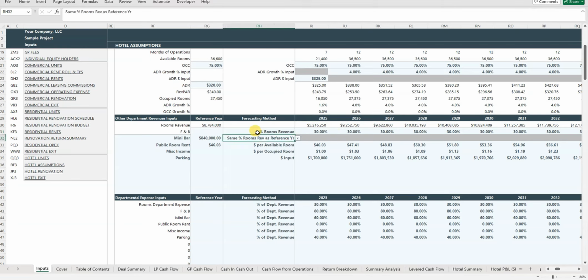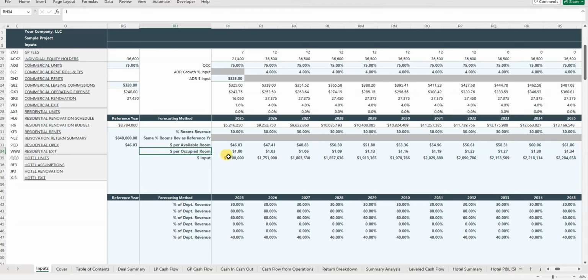Or I can say minibar, brought in a bunch of money one year, and then I'm just going to say make that the same percent of rooms revenue as this amount from the reference year. My reference year comes from inputting, say, a reference point OCC and ADR, and the model knows your reference rooms revenue. I just randomly use different methods here to showcase them, but I could say public room rent might be dollars per available room, dollar per occupied room, or I can just say I'm just going to input the dollar amount for the whole year.